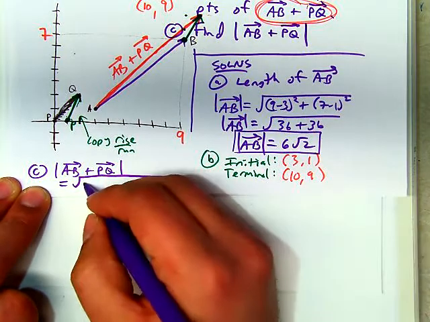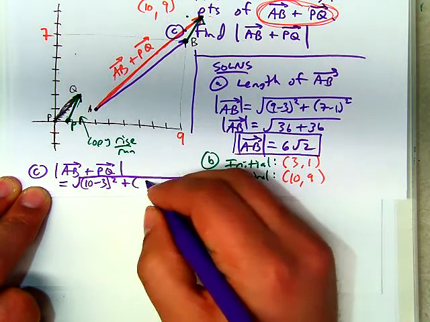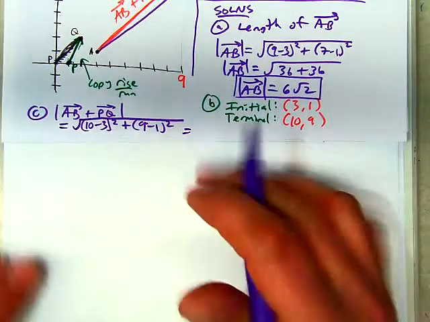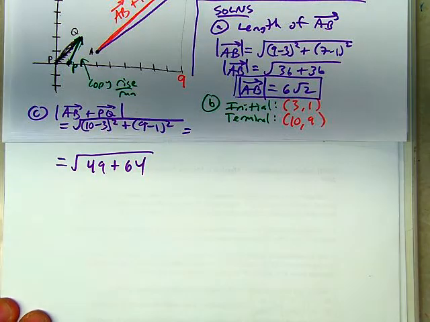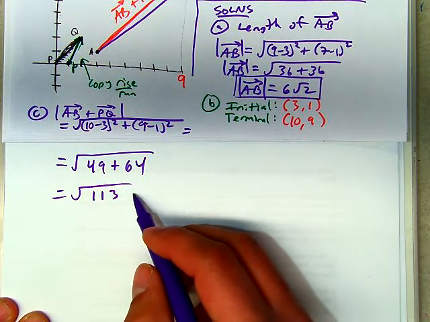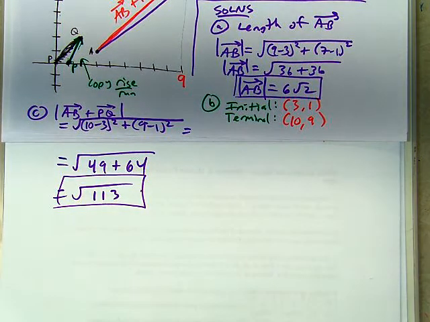If I do x2 minus x1, that's 10 minus 3. We square it. Then we do 9 minus 1, squared, which is going to become the square root of 49 plus 64. 49 plus 64 is the square root of 113, and I don't think that this radical reduces. So this would be the answer to the third question, which is to find the magnitude of the two vectors added together.